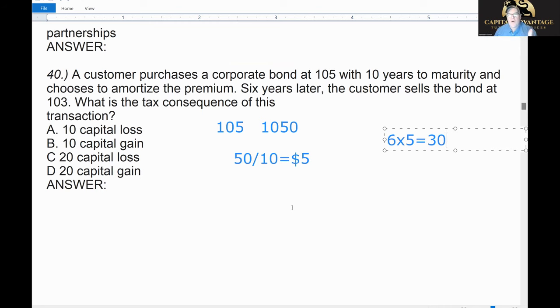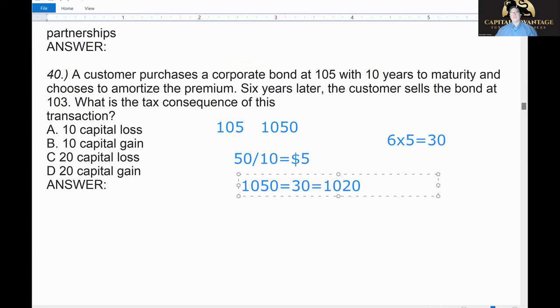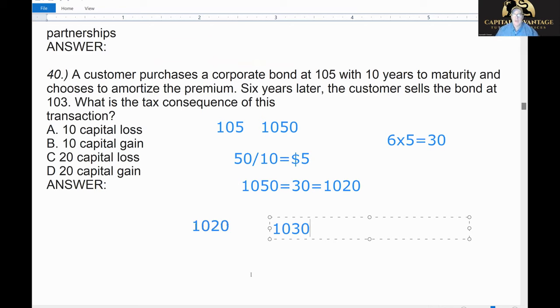Now, do not do it from 105, please. Do it from 1,050. I get that all the time, and they go, 75. I'm like, no, it's not 75. So do 1,050 minus 30. What does that equal? 1,020. That's our new cost basis. So in reality, our quote was 102, but we really bought it at 1,020. And then we sold it at 103, which is really 1,030. So the difference between my new cost basis of 1,020 and 1,030 is a $10 gain. So it's going to be B as in boy.